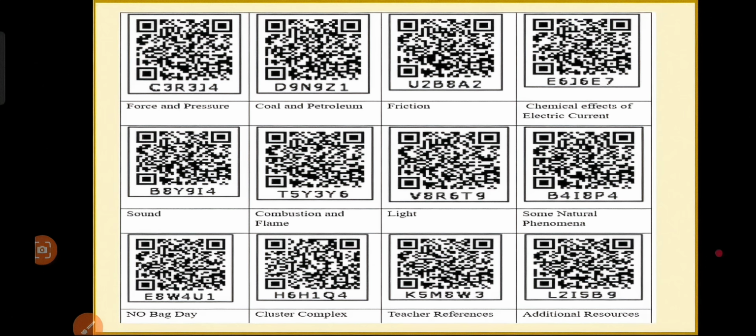If you see, already we told that the teacher handbook is a rich resource hub with QR codes. Here you can see the force and pressure. If you access the force and pressure QR code, you can access all the material, all the lesson plans and period plans of the force and pressure.